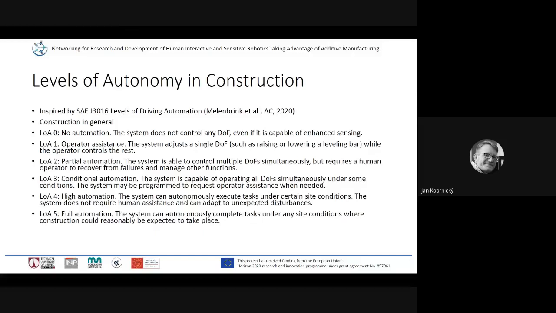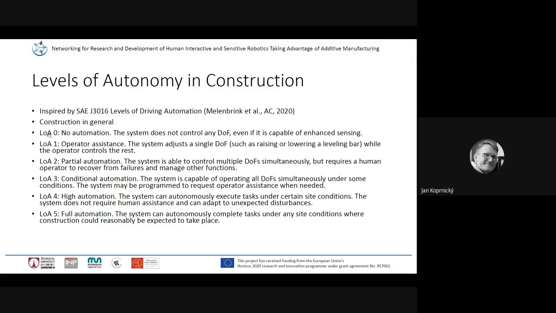Well, I'm going almost to finish my part, but when I summarize recent results from our project, I would like to mention this very interesting slide about levels of autonomy in construction. I read it in a quite recent publication from Mellenbrink and collective, and these researchers used a standard from the car industry, which is about driving automation, and used this categorization for autonomy in construction.